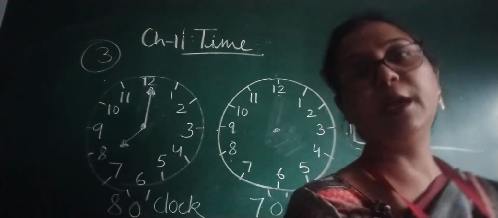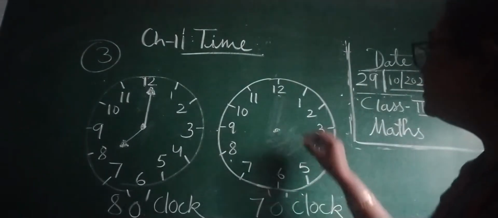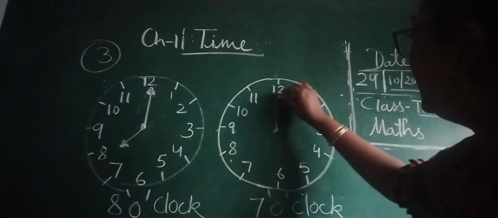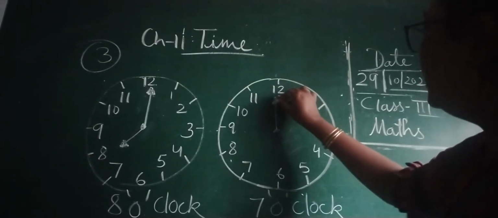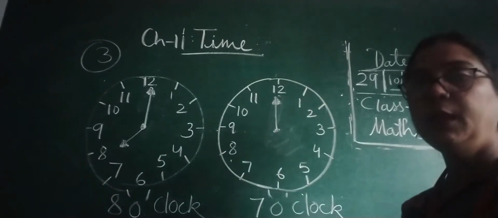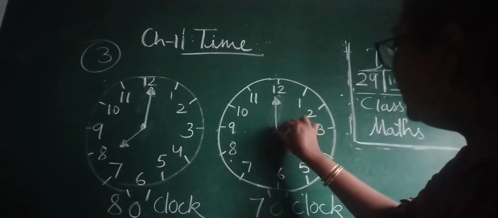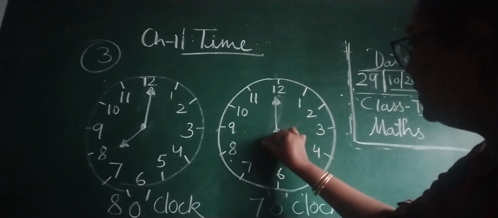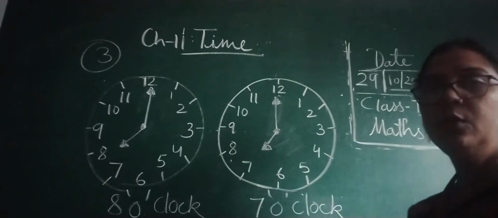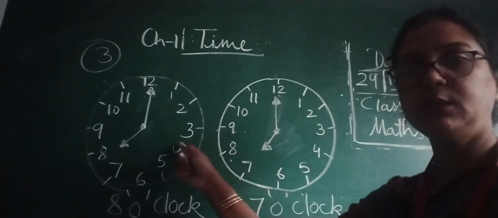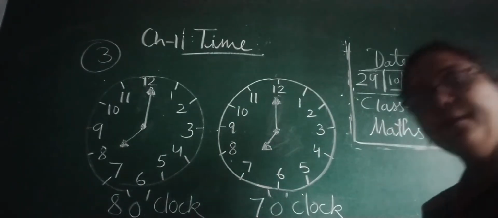Now children, here you can see we have to show 7 o'clock. So here first we will draw a big hand, or you can say this is the minute hand. So it will be on 12 o'clock. Now we have to show 7 o'clock. So what we will do? We are going to draw a shorter hand towards 7 o'clock. So this is 7 o'clock. Okay. So this is 7 o'clock. This is 8 o'clock. Now the next is we have to show 11 o'clock.